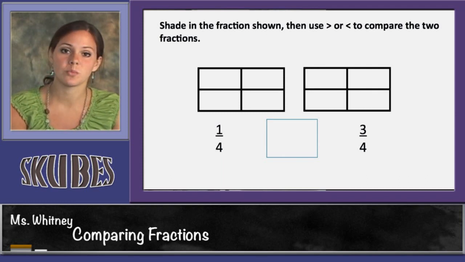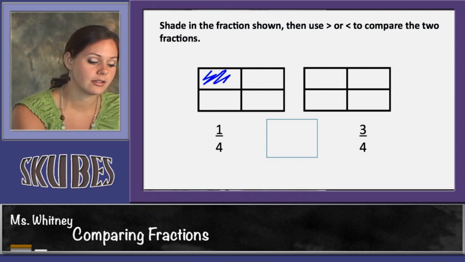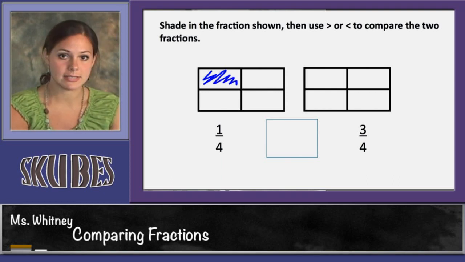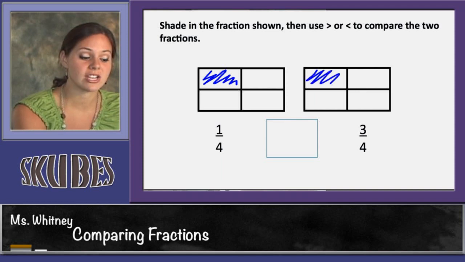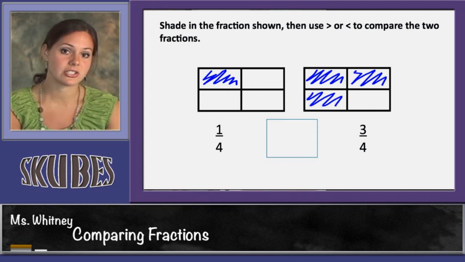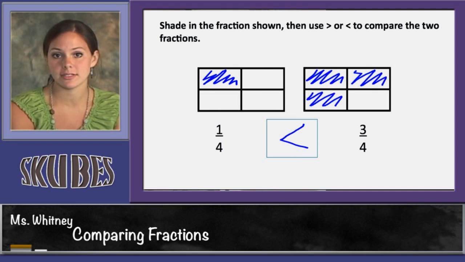The first fraction is 1/4. I will shade 1 out of the 4 pieces. And the next fraction is 3/4. I'll shade in 3 out of the 4 parts. I can see from my picture that 1/4 is less than 3/4.